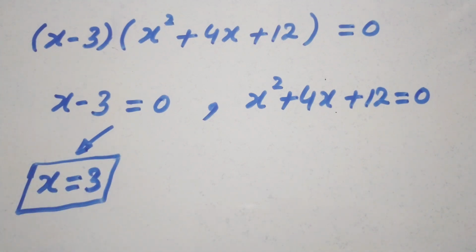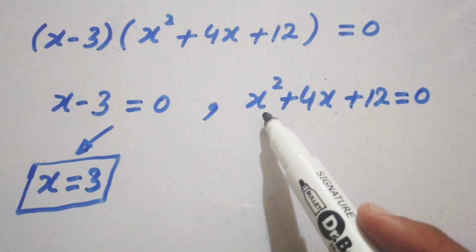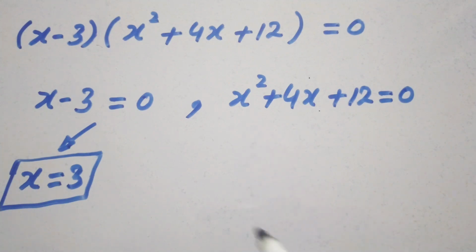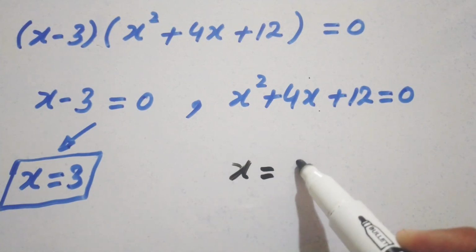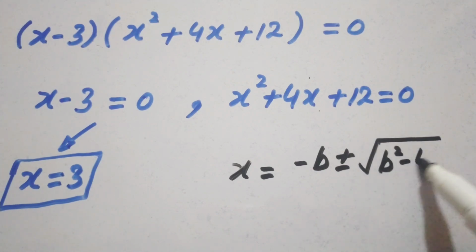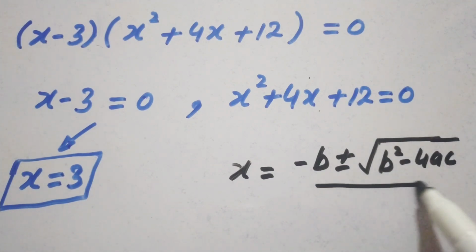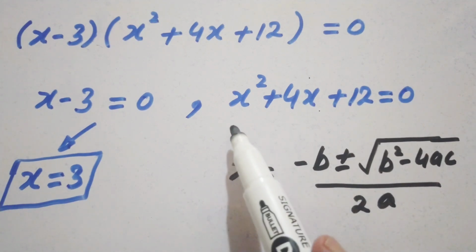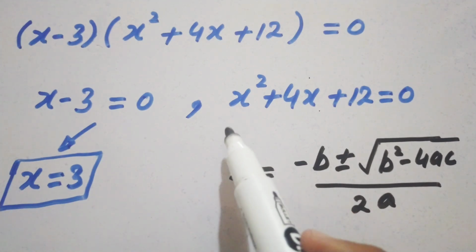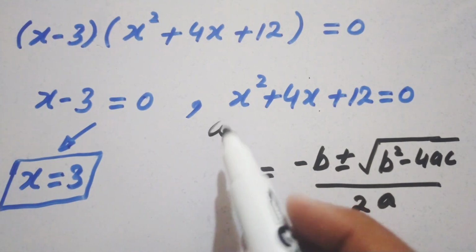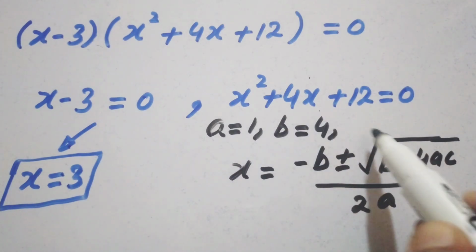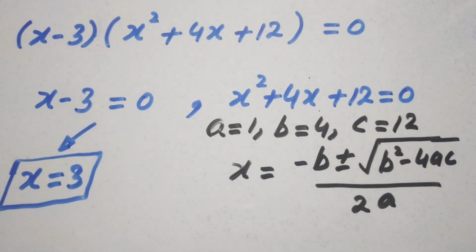And the second one is a quadratic equation, x squared plus 4x plus 12. So we will apply here the quadratic formula, which is minus b plus minus square root of b squared minus 4ac, divided by 2a. First of all, we will write the value of a, b and c for this equation. The coefficient of x square is a, which is 1, value of b is 4, and the value of c is 12.